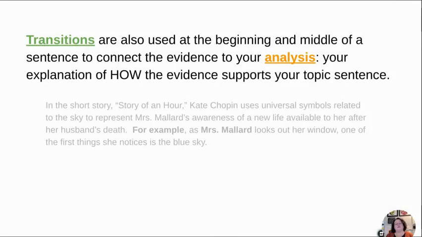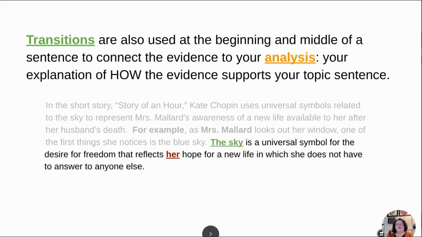Now we're going to use a transition at the beginning or middle of a sentence to connect the evidence to your analysis. In other words, your explanation of how the evidence supports your topic sentence. This is what we mean by analysis. So here on the screen, you see the two sentences that have already been written, and now we're going to add this one. The sky is a universal symbol for the desire for freedom that reflects her hope.